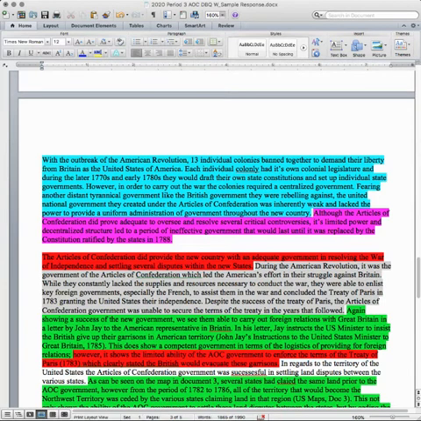Okay. Then my thesis statement. Although the Articles of Confederation did not prove adequate to oversee and resolve several critical controversies, a limited power and decentralized structure led to a period of ineffective government that would last until it was replaced by the Constitution ratified by the states in 1788. Okay, so that's the thesis statement I came up with. And again, this was really rushing.